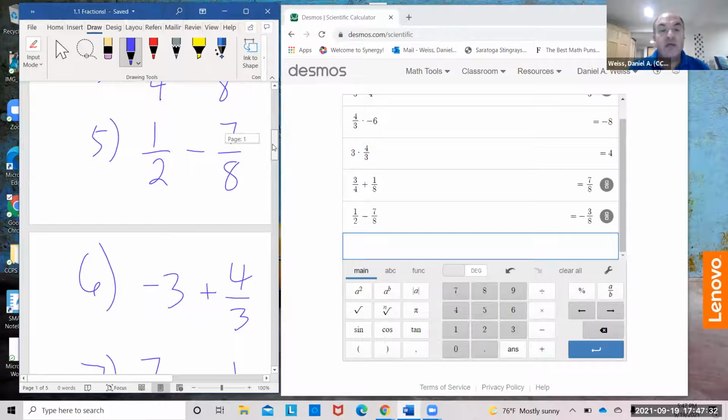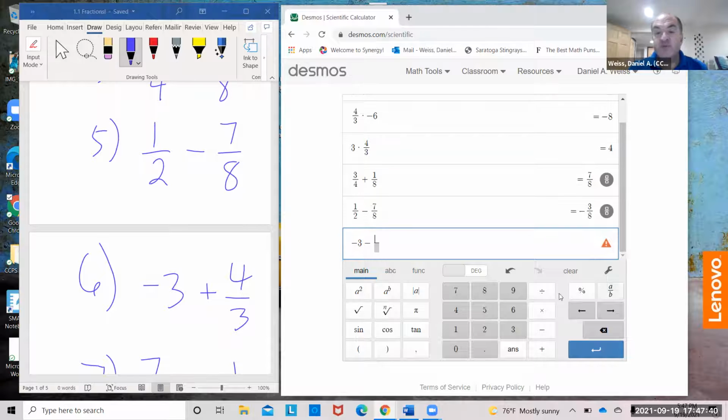All right. The next one is -3 minus 4/3. Hit the fraction first. 4. Click on the bottom. 3. Again, it's a decimal. I want to convert to fraction. Notice how it gives me an improper fraction, -13/3.